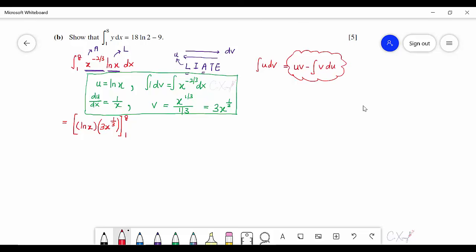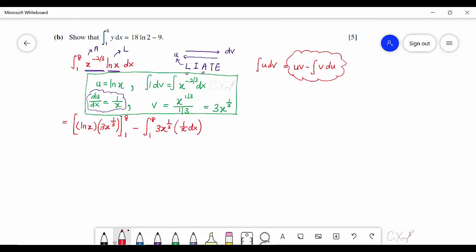Okay, so you assume that you already finished the integration for this part. So you are now at the stage to substitute the value. Then minus integration, you just copy the integration and copy the limit as well. Now you want to integrate the v. So where is the v here? The v is this one, right? So 3x power 1 over 3. Then du. What is your du? To get the du, you have to refer here. du over dx is 1 over x. Therefore, the du will be 1 over x dx.